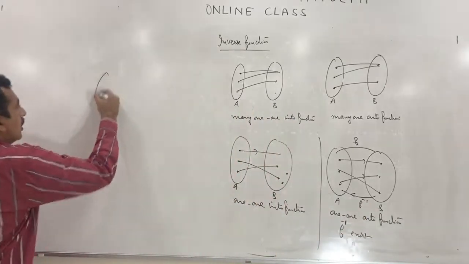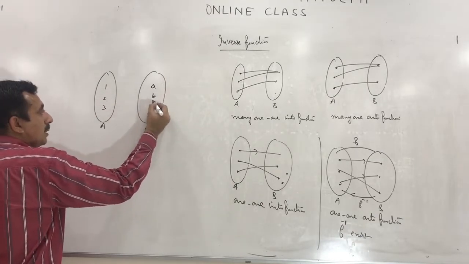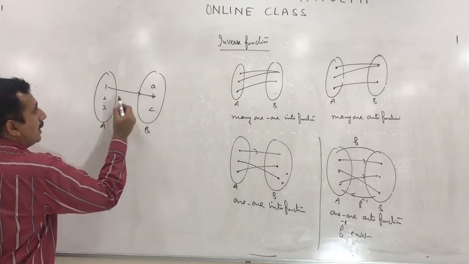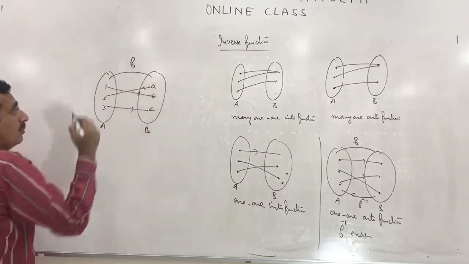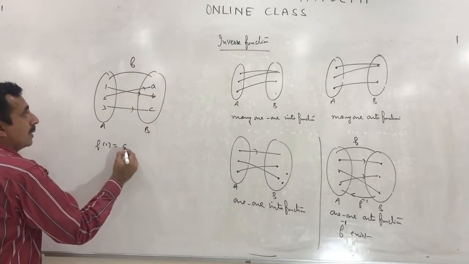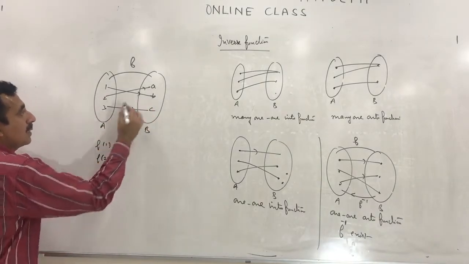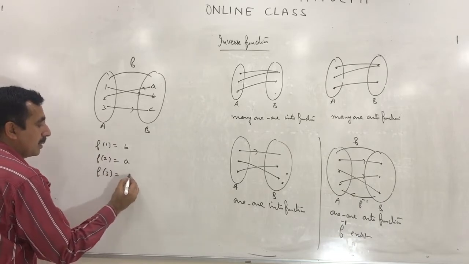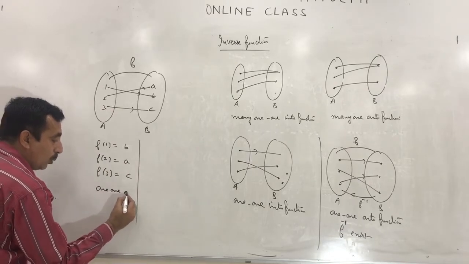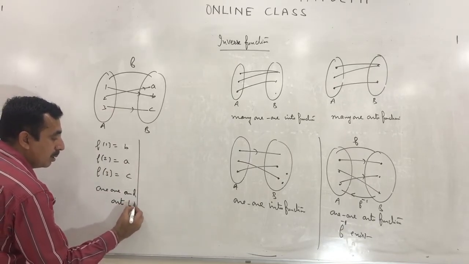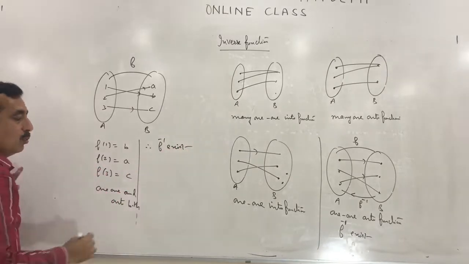So again, suppose there are three numbers in the domain and three numbers in the codomain. These are the images, and this is the function f. So f(1) answer is B, f(2) answer is A, f(3) answer is C, and because it is one one and onto both, therefore the inverse exists. What is the inverse?